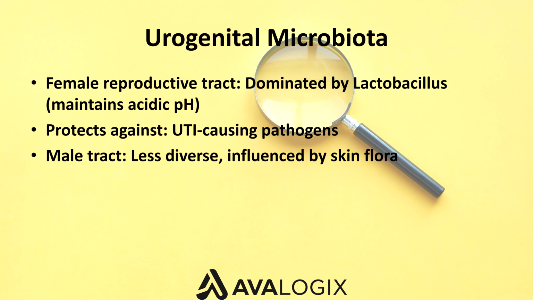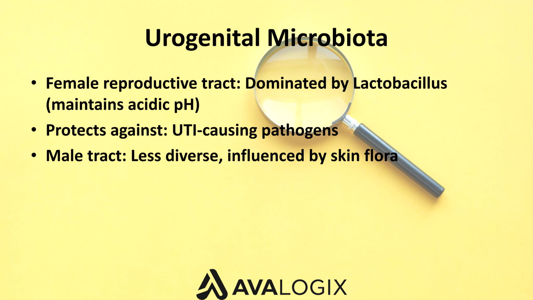This acidic environment is protective. It lowers the risk of bacterial vaginosis, BV, yeast infections, urinary tract infections, UTIs, and even sexually transmitted infections, STIs, like HIV. In contrast, when Lactobacillus dominance is lost, a condition called dysbiosis, anaerobic bacteria such as Gardnerella vaginalis, Atopobium, and Prevotella may proliferate, disrupting mucosal immunity.